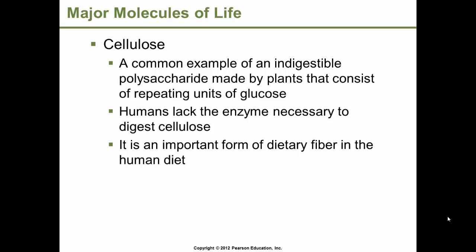Cellulose is a common example of an indigestible polysaccharide made from plants that consist of repeating units of glucose. Humans lack the enzyme necessary to digest cellulose, although cellulose is an important form of dietary fiber in the human diet. So as humans, we cannot digest cellulose because we do not have the enzyme necessary to break this down, but it is a part of our dietary fiber in our diet.